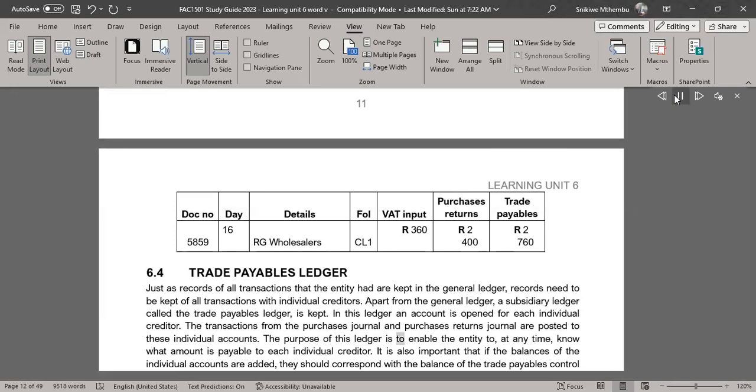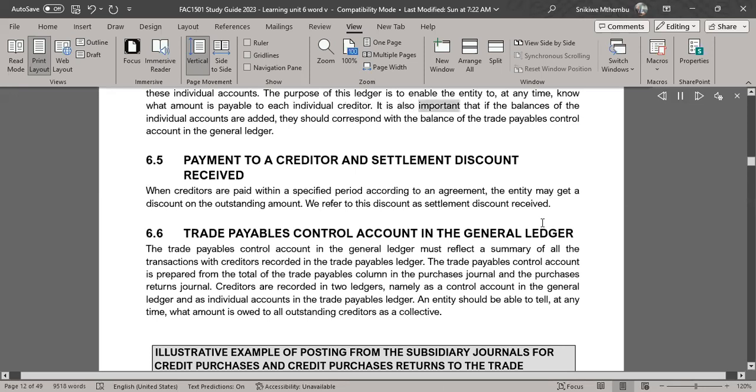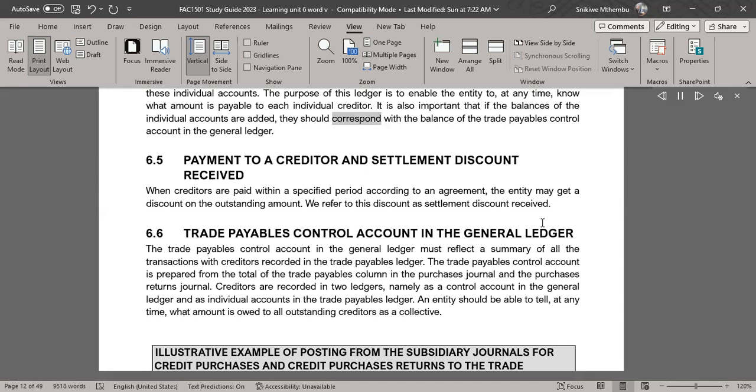The purpose of this ledger is to enable the entity to, at any time, know what amount is payable to each individual creditor. It is also important that if the balances of the individual accounts are added, they should correspond with the balance of the Trade Payables Control account in the general ledger. 6.5 Payment to a creditor and settlement discount received. When creditors are paid within a specified period according to an agreement, the entity may get a discount on the outstanding amount. We refer to this discount as settlement discount received.